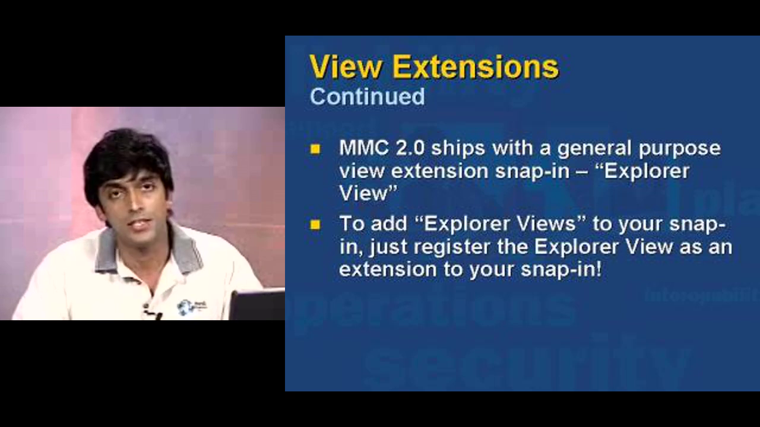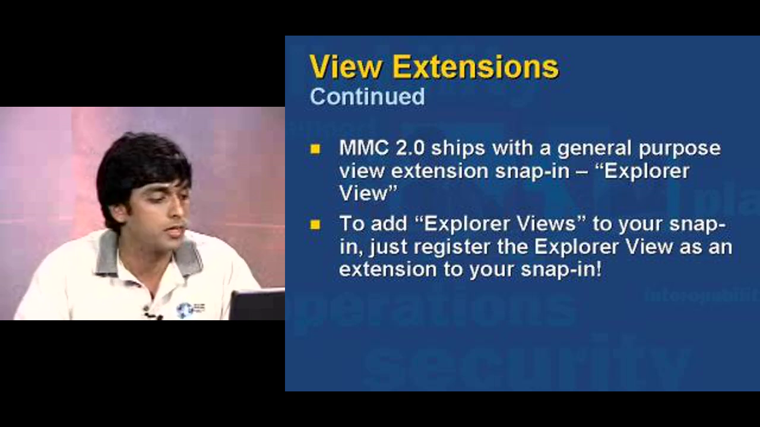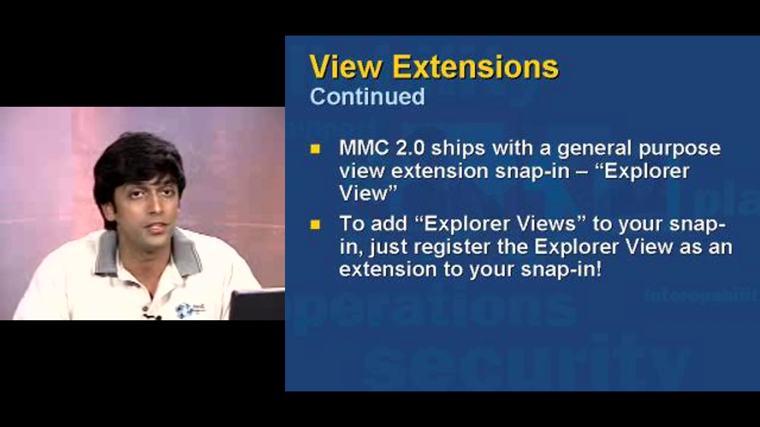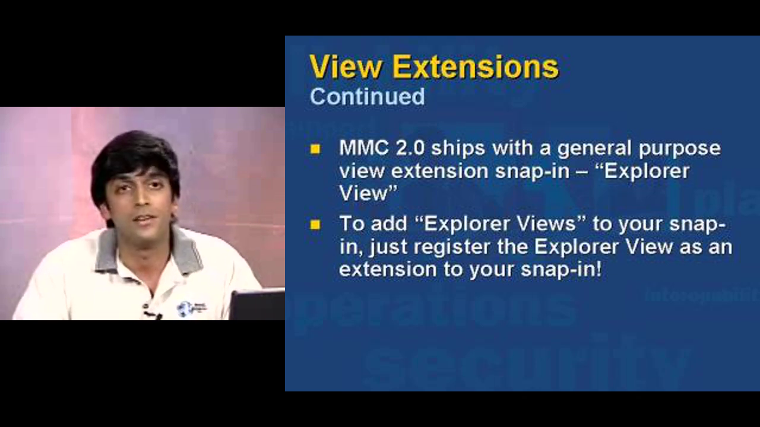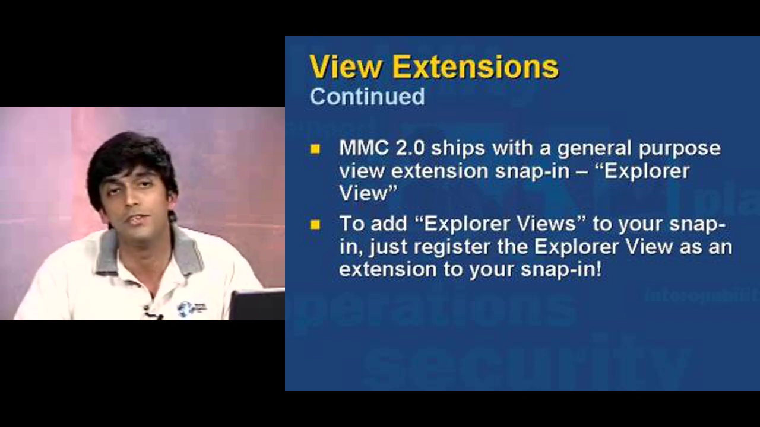The view extension that you saw in the example is actually a canned view extension that ships with MMC 2.0. We've decided to call it Explorer View for its similarity to Windows Explorer. To use Explorer View with your snap-in, all you really need to do is register Explorer View as an extension to your snap-in. That really is all that you need to do, and you will see it appear in the result pane alongside your snap-in's UI. In addition, if you would like to add contextual information based on an item selected in the result pane, all you need to do in addition is implement one clipboard format.